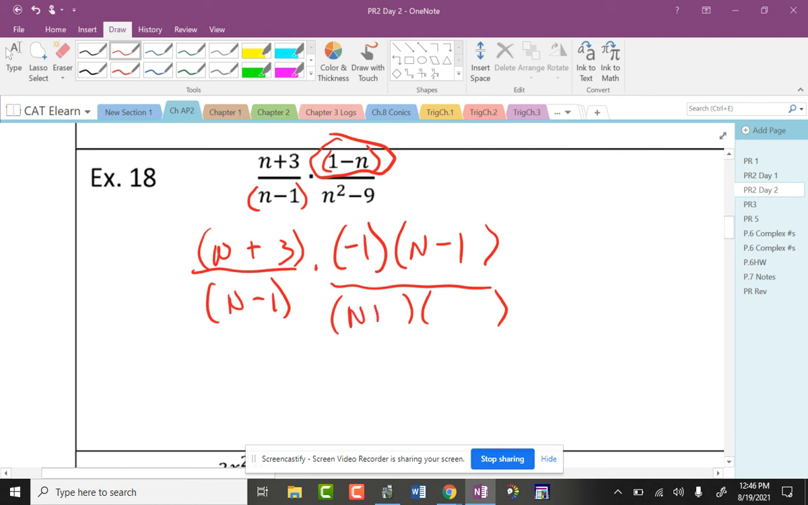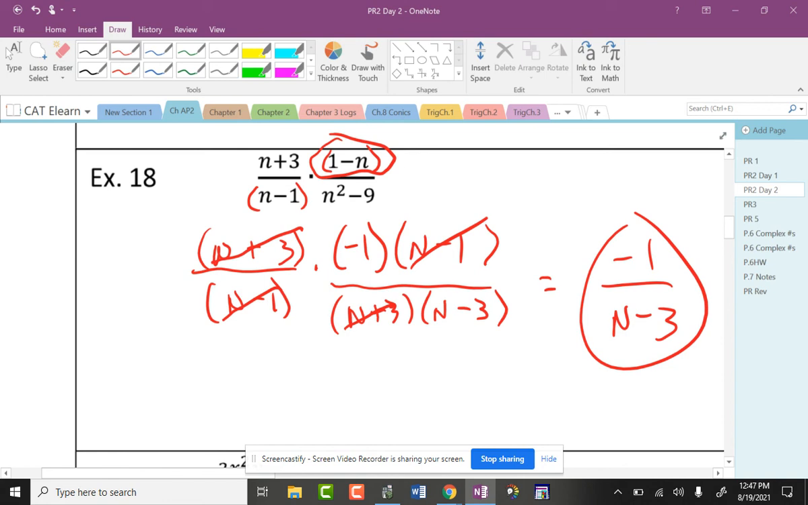And then what else? That's the difference of 2 squares. Check yourself before you wreck yourself. Right? That foils and ends up being n squared minus 9. And now it's time to go crazy. This is the fun part. You're gone. And then all I'm left with is negative 1 over n minus 3.